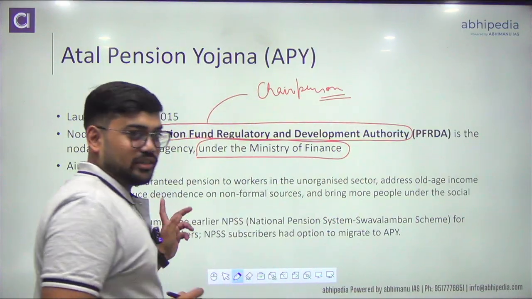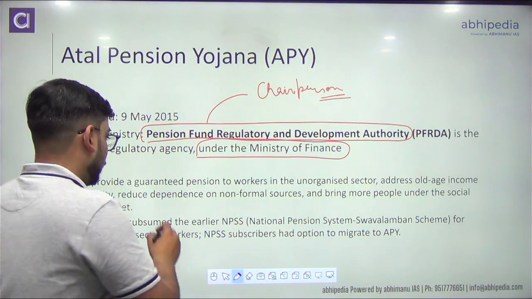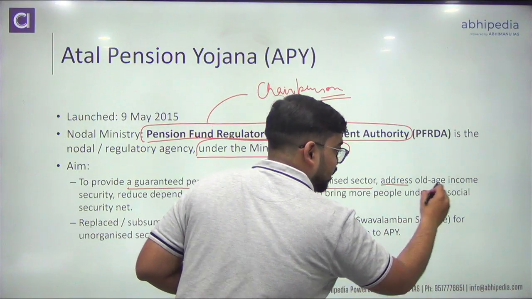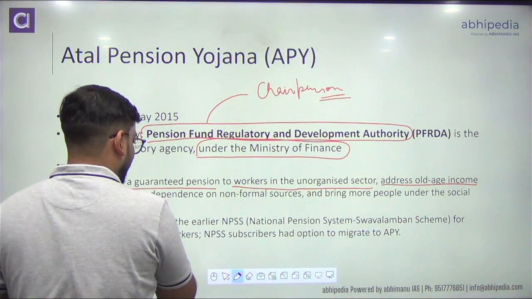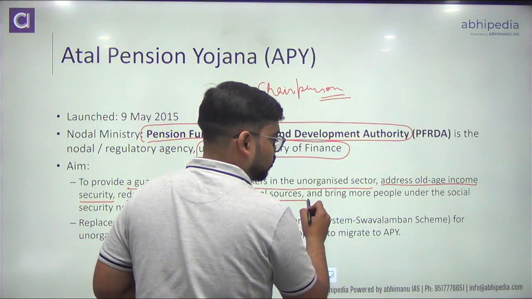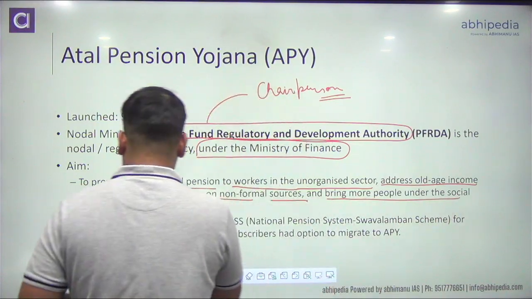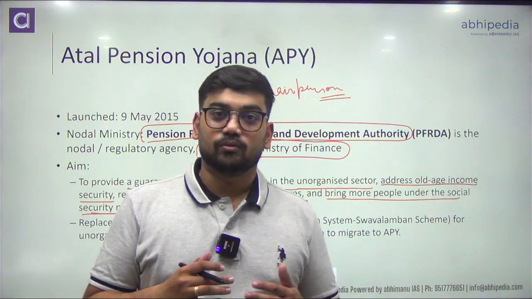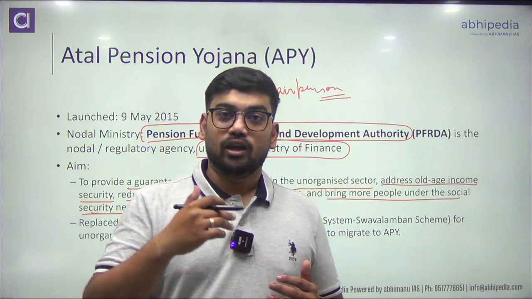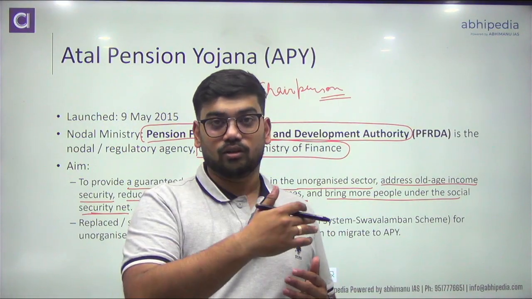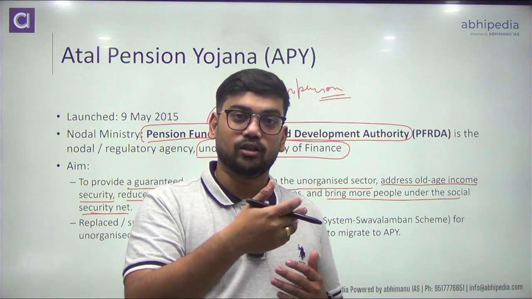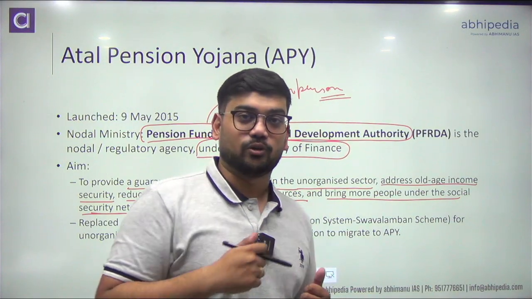Achha. What is the aim of Atal Pension Yojana? It provides a guaranteed pension to workers in unorganized sectors, addresses old age income security, reduces dependence on non-formal sources, and brings more people under the social security net. This means those people who do not have proper financial inclusion and work in the unorganized sector, the Government of India pays them some amount of pension to give them some kind of financial security, right?